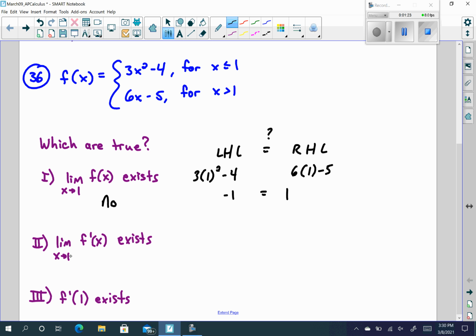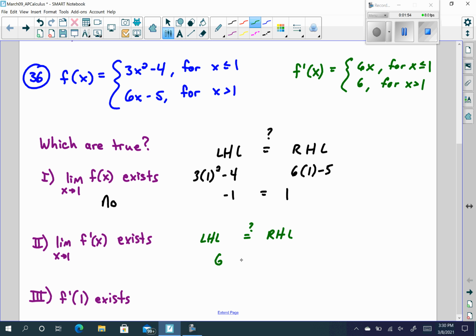Option 2 here, the limit of the derivative of f of x as x approaches 1 exists. Well, let's go ahead and write out an equation for the derivative, which means we're just going to take the derivative of each expression here. So we're going to get a 6x for x is less than or equal to 1, and then just a 6 for x is greater than 1. And again, we'll see if the left-hand limit is equal to the right-hand limit. So the left-hand limit when x is 1 is just going to be 6. And the right-hand limit, well, that's just a constant 6, so that's true, so we would say yes.